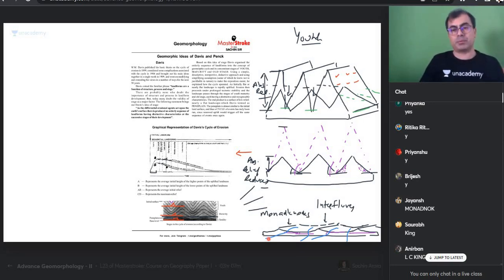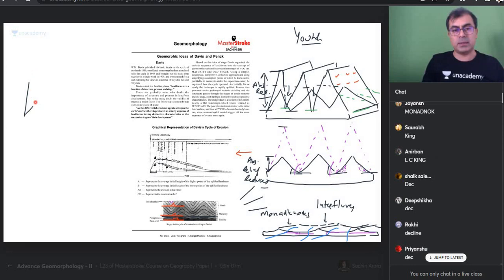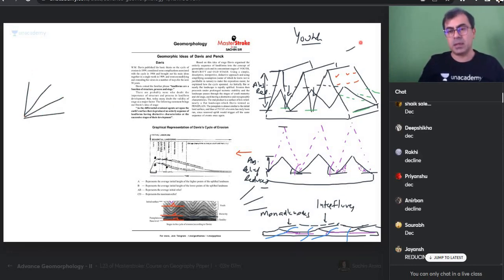What is happening to the slope? Slope angle. Just the slope angle. Changing. So one way of showing it is this, this, this, this. Other way of showing it is this. Whichever diagram you like to draw, you can draw. In all the three cases, this is happening, and this is called slope decline. Everyone okay with slope decline?